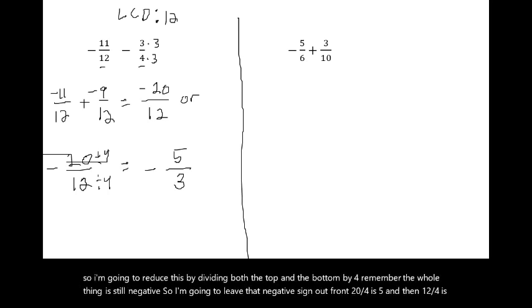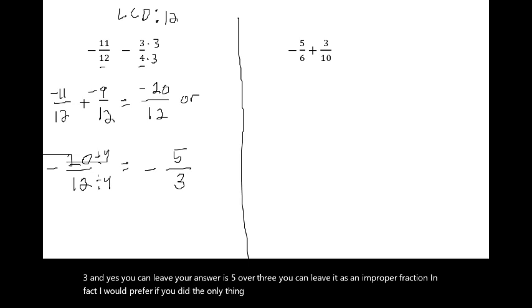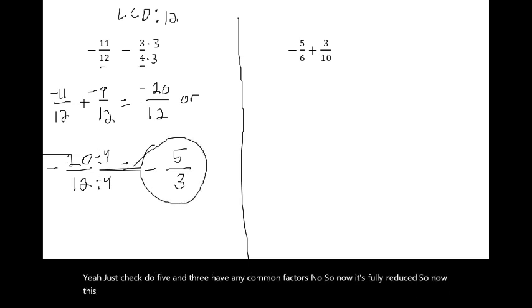And yes, you can leave your answer as 5 over 3. You can leave it as an improper fraction. In fact, I would prefer if you did. The only thing is, just check, do 5 and 3 have any common factors? No. So now it's fully reduced. So now this is your final answer.